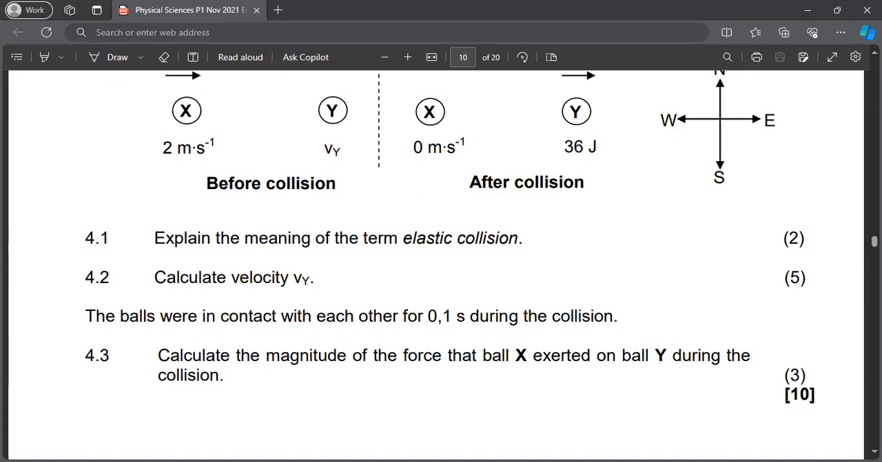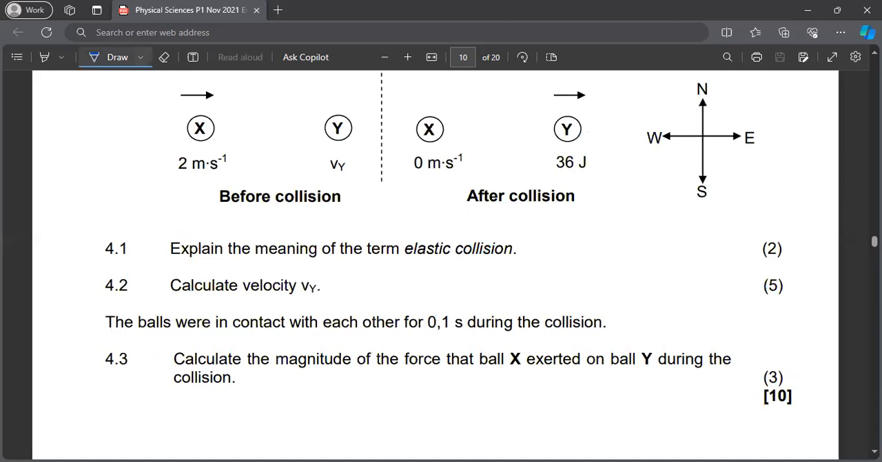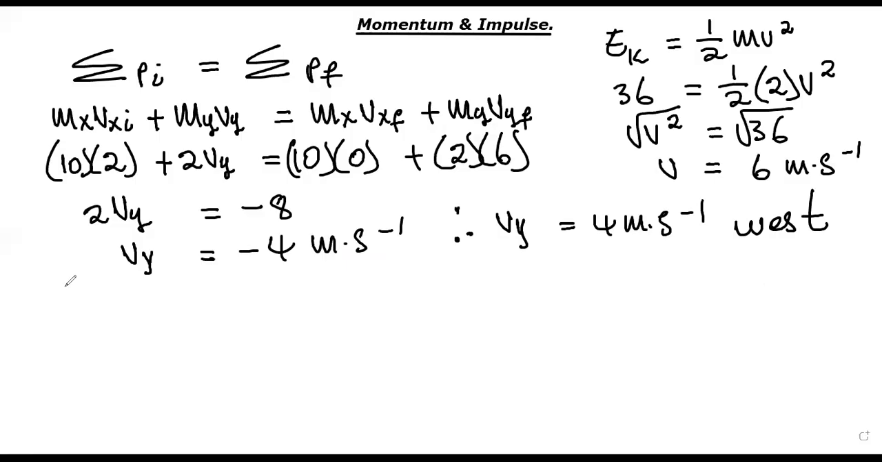Fine. Now they say the balls were in contact with each other for 0.1 seconds during the collision. So we are given the contact time. The next question says, calculate the magnitude of the net force that ball X exerted on ball Y during the collision. So in other words, what is the net force acting on ball Y? Do you see that? So because we are given the time in this case, we have to define or rather state Newton's second law in terms of momentum.